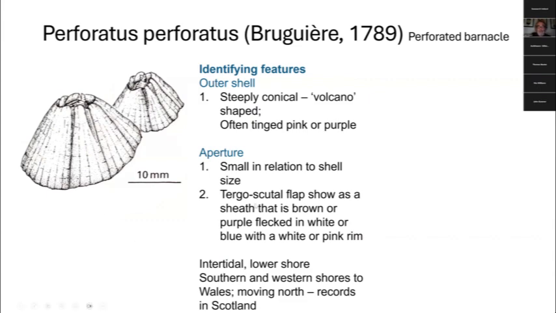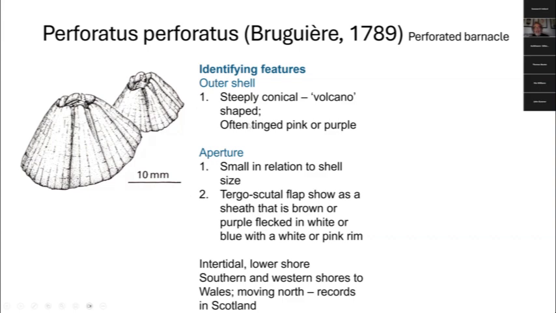Now, we're still in the intertidal here with this species, Perforatus perforatus. Until relatively recently, I think it was called Balanus perforatus, but it's now Perforatus perforatus, and it's called the perforated barnacle. Now, the main characteristic of this is that it has this very steeply conical shape. So it is pretty much like a volcano shape.